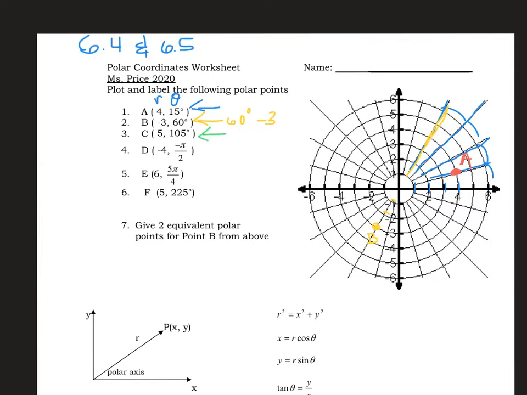All right, point C is at 105 degrees. 105 degrees would be to go to 90 and add 15. That makes 105. So that's going to be this right here, and then I'm out here at radius 5, so that would be my point, and that would be letter C.